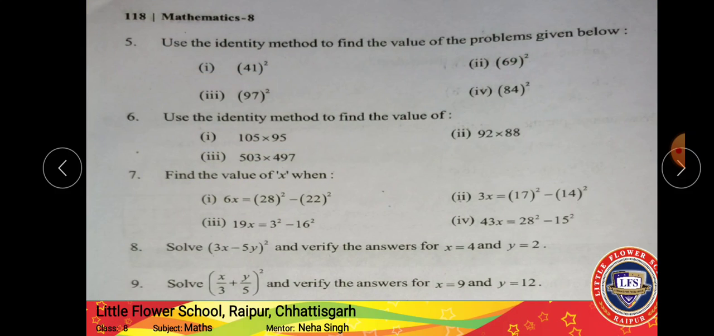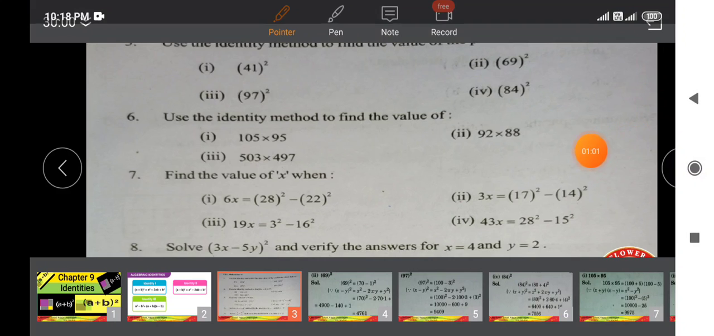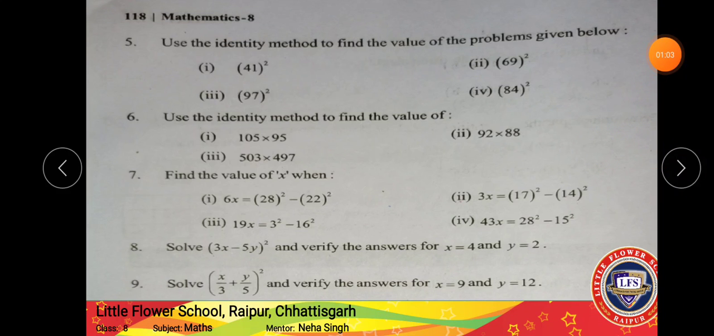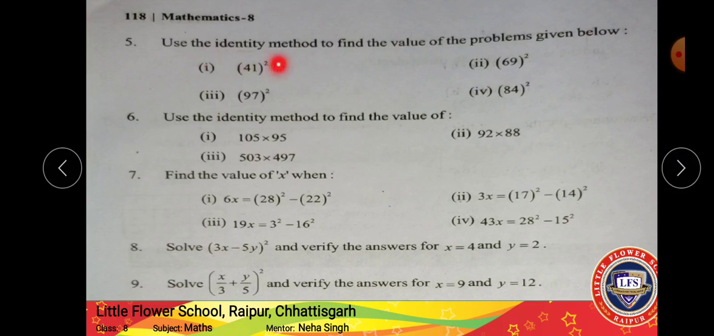Moving on to the continuation of the exercise questions. Exercise 9.1, fifth question. Till the fourth we had done in the last video. First is 41 square. Use the identity method to find the value of the problems given. You need to find the value using the identity method. The value is 41 square.